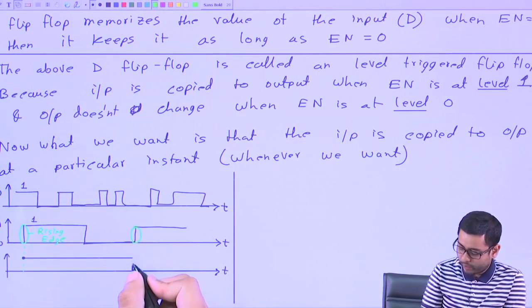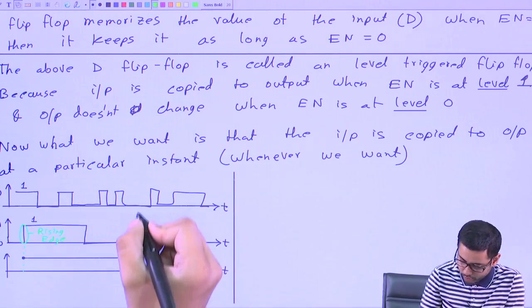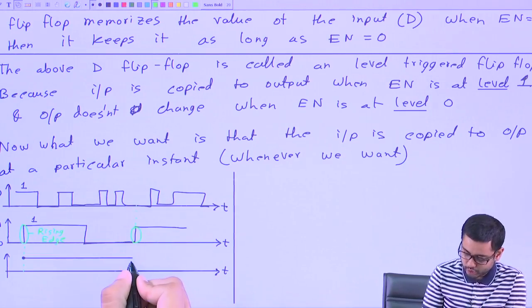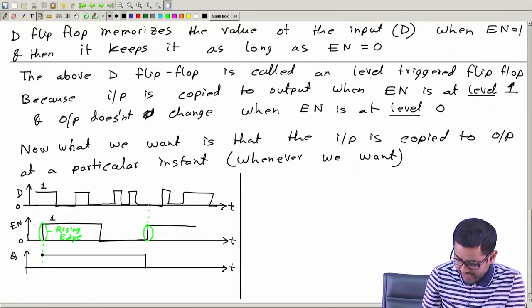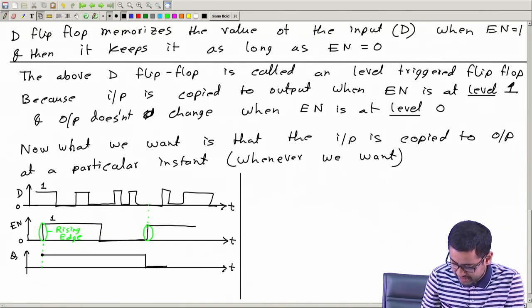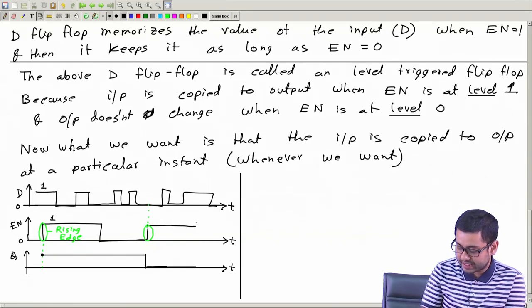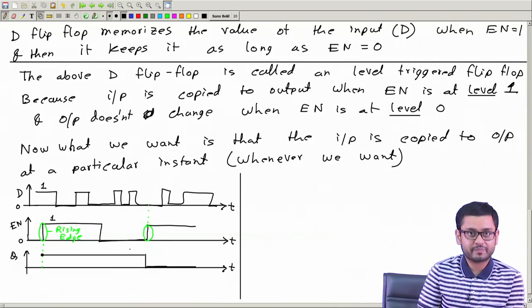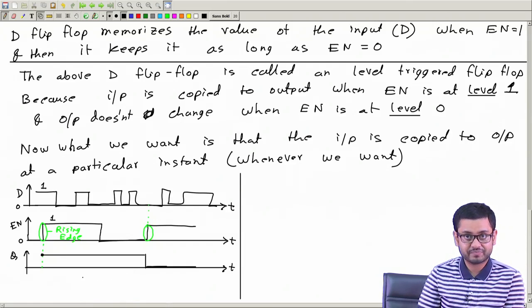So, at this moment once again the output can change. And how will it change? It will become equal to the value of D at this moment, and at this moment the value of D is equal to 0. So, now the value of Q should go to 0, and then it should remain unchanged as long as this is constant, or as long as the next rising edge does not come. This is what we want, and this is what we call edge triggering.